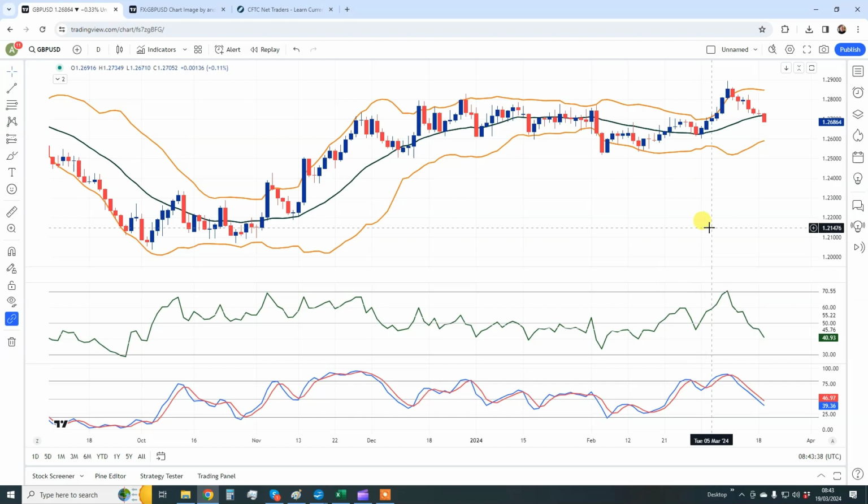In today's video, we're going to be looking at our favorite trade setup. Now, in terms of this trade setup, we're going to go through the logic of it in a moment, and we're going to be looking at it in relation to GBP USD, which I've obviously got on my screen.